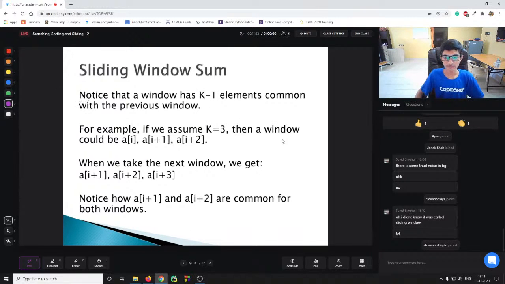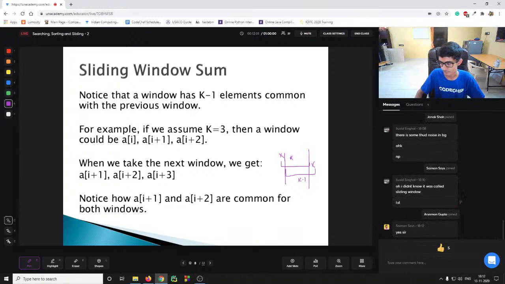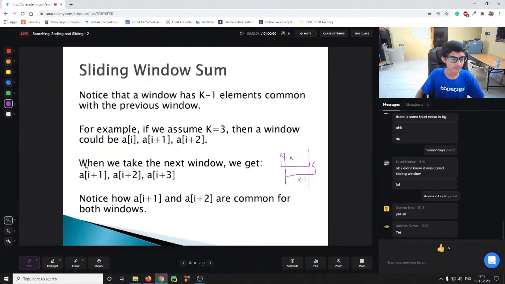So there's a window of k elements, and the next window will contain k minus 1 similar elements. So it will consist of these values. Only this and this are changed. The last value of the current window and the first value of the previous window are changed, right? So does everyone get this? If anyone doesn't get it, please react with the confused emoji. Okay, I guess everyone got it. So we will be moving on.